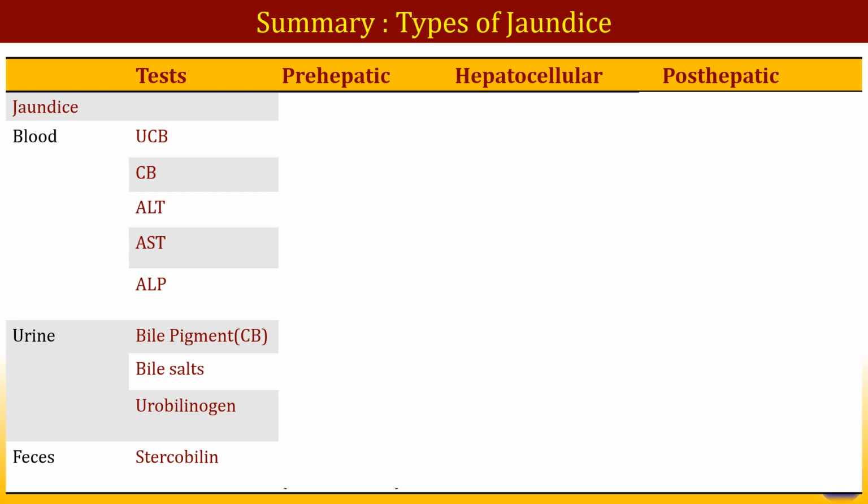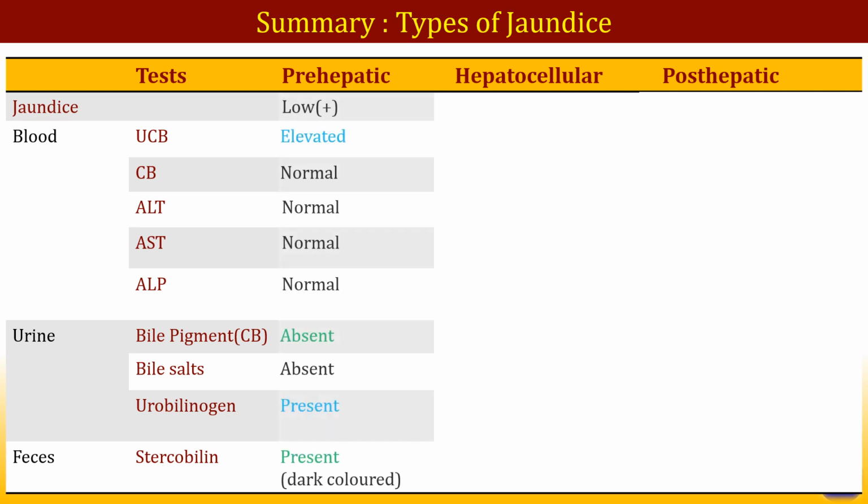Let's conclude the topic by summarizing the types of jaundice. This particular table is very important for laboratory report interpretation, for multiple choice questions, for writing long answer questions, and for clinical case discussions as well. So let's see what happens in each of these three types of jaundice: what happens to the blood parameters, urine parameters and feces. What will be the findings?